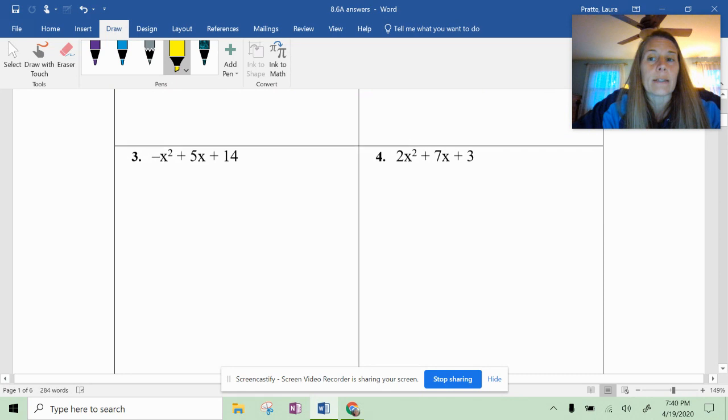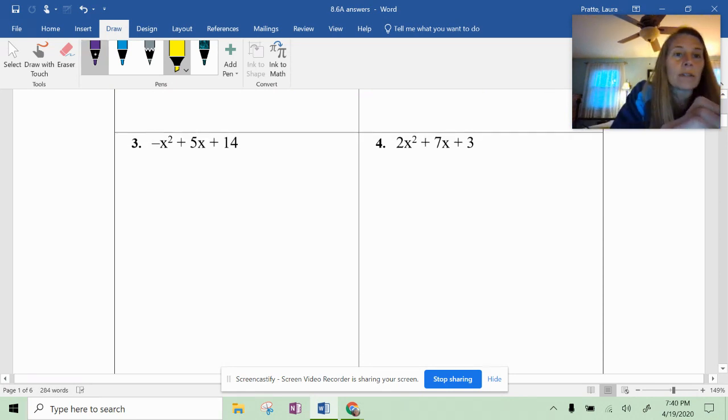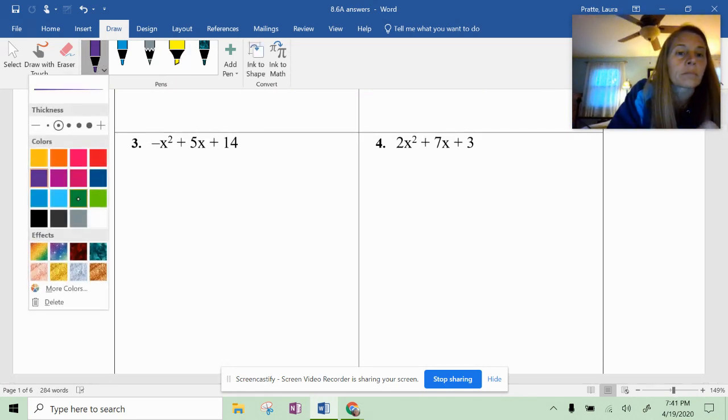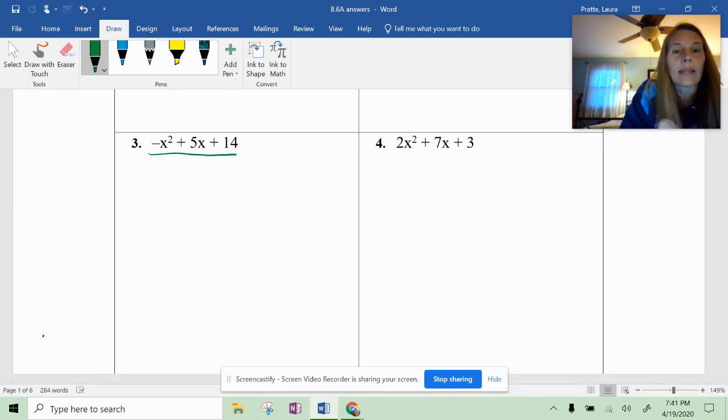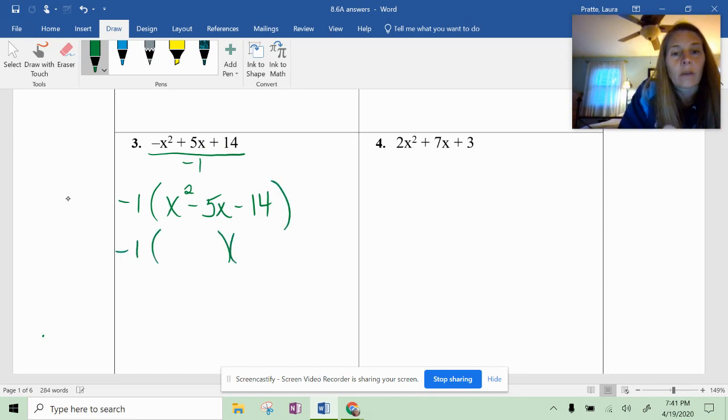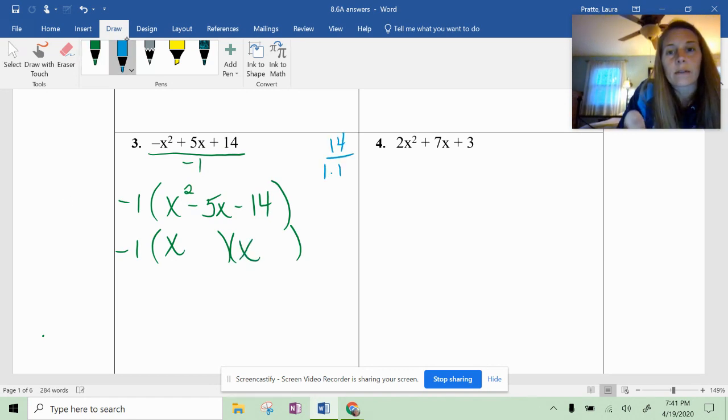Okay, so now if you get down to number 3, there's one more of these with the negative. Okay, so we would divide this by -1. That would leave you with x squared minus 5x minus 14. And then you're splitting up your x squared. Again, what are your factors of 14? 1 and 14, 2 and 7, and you need the pair that's going to subtract to give you this 5 in the middle, so that would be 2 and 7.